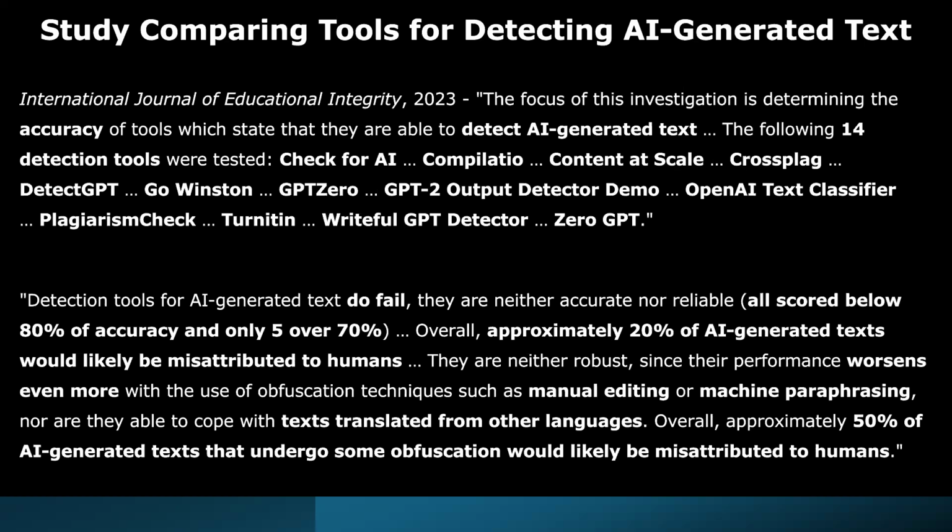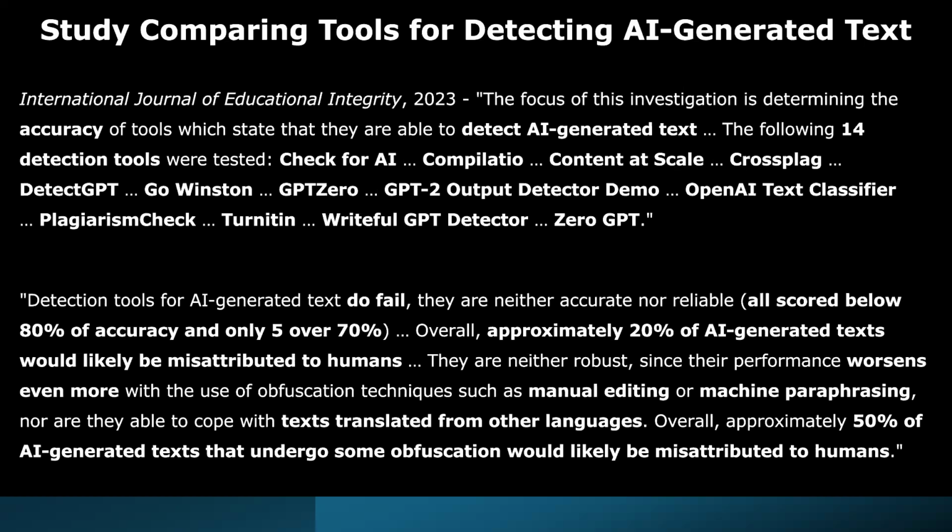Only 5 out of 14 tools scored over 70% accuracy in recognizing AI-generated text, with none of the 14 tools scoring over 80%. The effectiveness of these tools further decreased when analyzing AI-generated text that had been edited or altered from their original state, and translated texts also gave these tools trouble. These findings limit the reliability of these tools while also revealing an easy way to bypass them, given that rewriting or changing an AI-generated text produces a notable drop in accuracy.